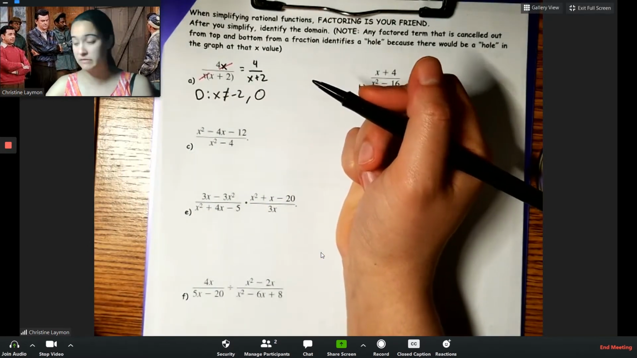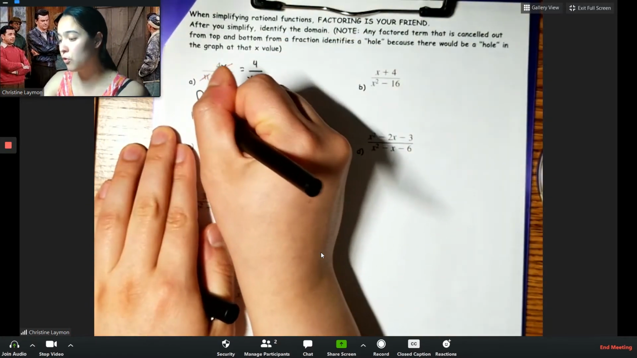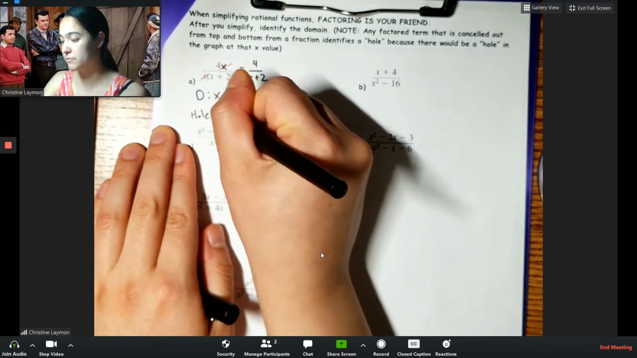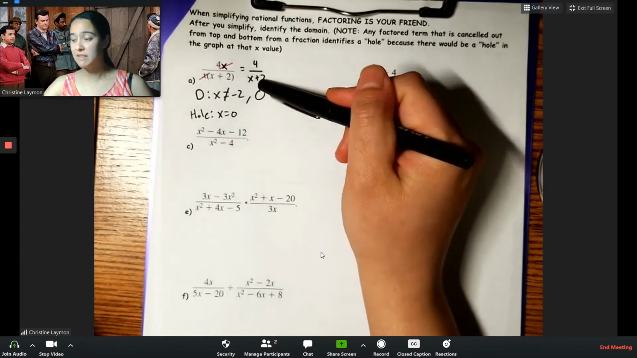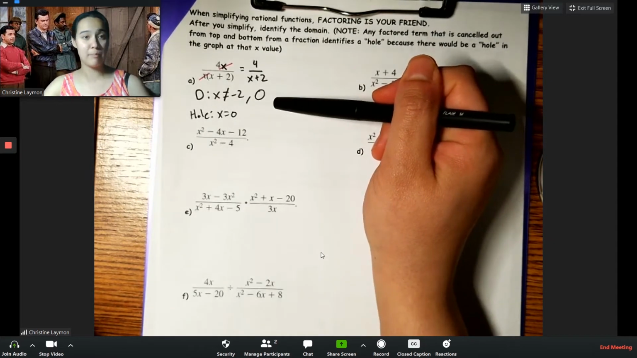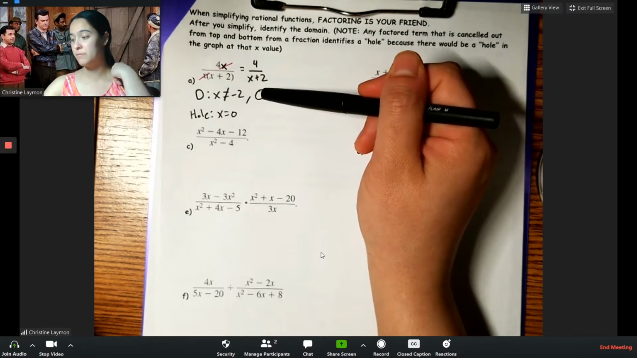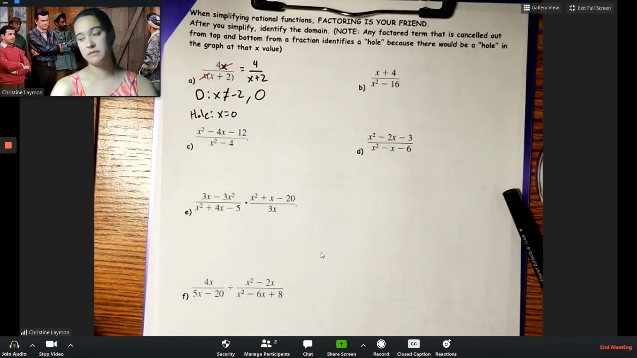So I'm listing those values. But in particular, the hole is 0. So again, the domain, it's everything that's not negative 2 and not 0. And it just so happens that when x is 0, that's a special thing called a hole. I'm going to go ahead and show you a graph of this exact question.